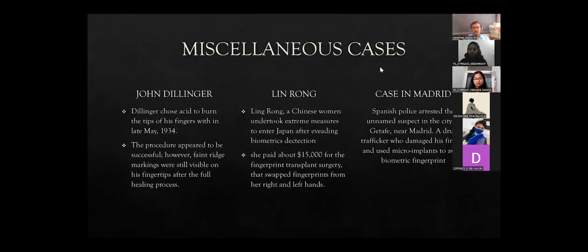The last one is a case of an unnamed man found in Madrid, Spain. Spanish police arrested this unnamed man. He was a drug trafficker who damaged his fingers and used microimplants to avoid biometric fingerprint checks. But after his fingers healed, it was revealed that the friction ridges grew again as they were originally developed. Now Shreya will be taking it further.